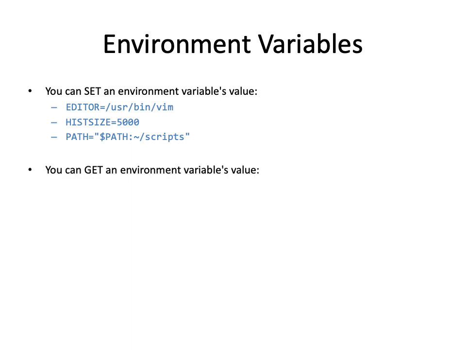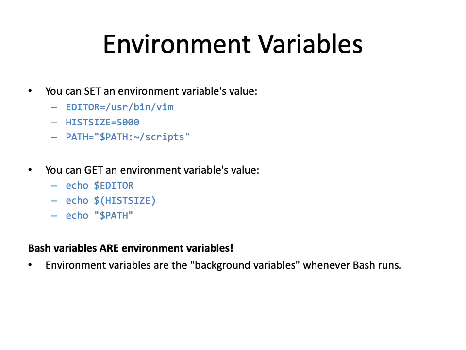So you can get an environment variable's value as shown there. You can echo the value of editor. You can echo hist size to see how many lines I want to keep track of. You can also echo the path. And I'd encourage you to try this to see what your settings are for your system. So go ahead, pause it, try it, and then come back.